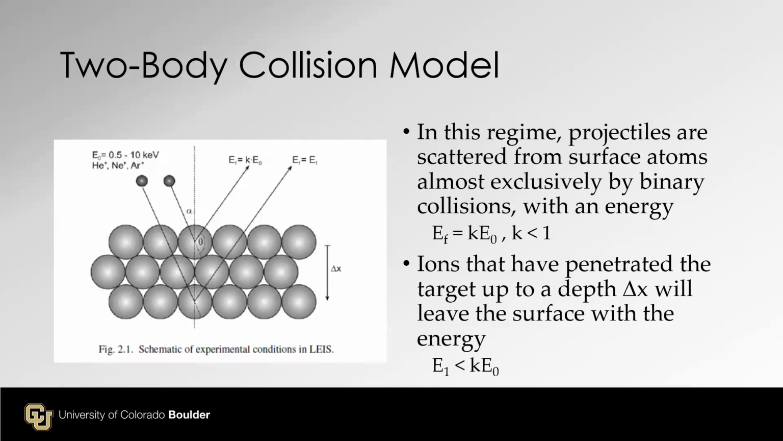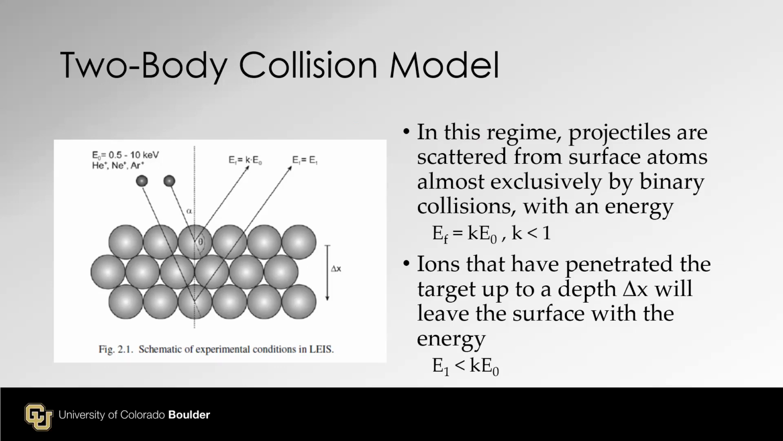Two-body collision model. Something is coming in with a certain primary energy. For helium, it's 3 keV, that's the standard one, and collides with the surface atom. Then the primary ion will be backscattered. That's the one we are detecting. This final state energy, EF, is K, some factor, times the primary energy. K should be smaller than 1.